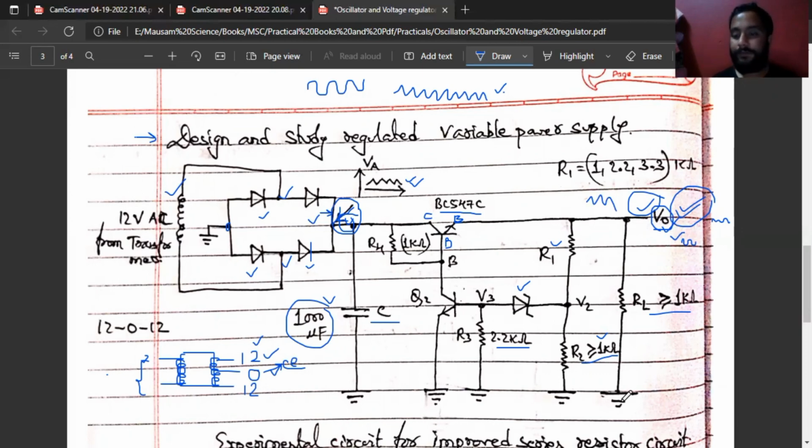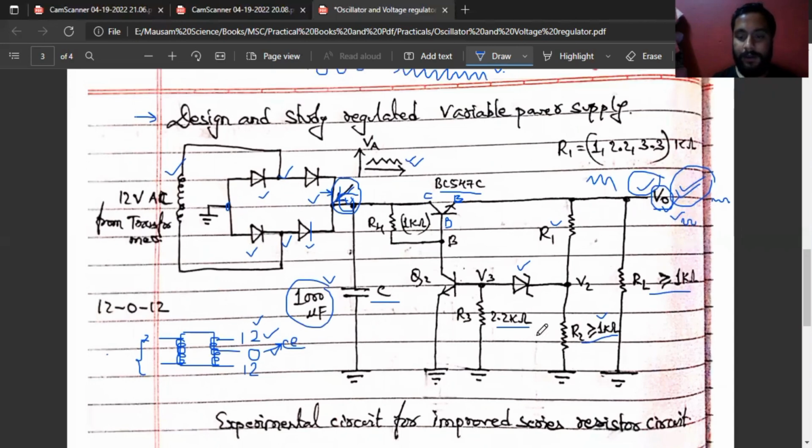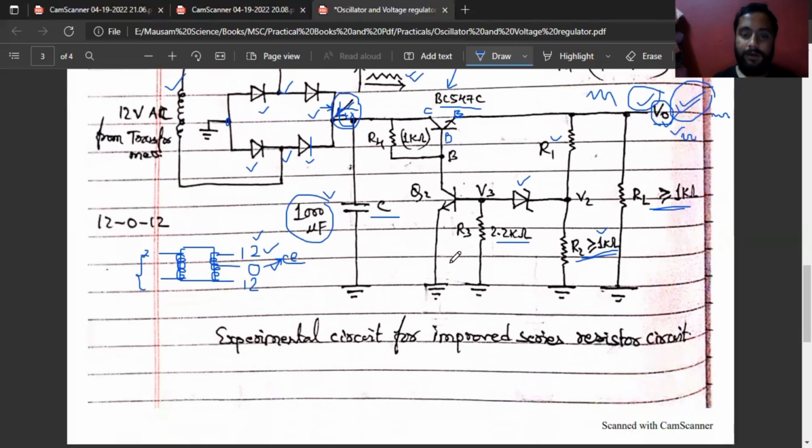So from here we connect RL. Our circuit diagram is over. I have talked about this, and be sure that the R2 and RL values will be higher because they are directly connected to the ground. So their values will be higher. Otherwise, this transistor will be damaged. Okay, that is the experiment to be known.